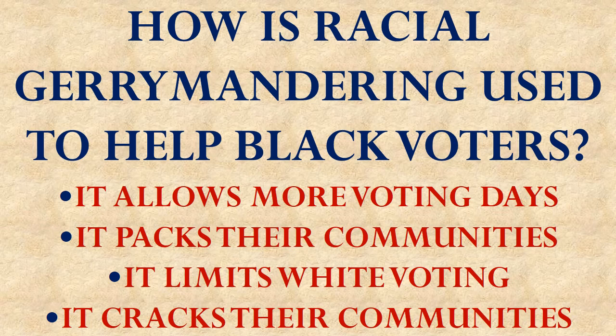How has racial gerrymandering been used to help black voters? Has it been used to allow more voting days? Has it been used to pack their communities? Has it been used to limit white voting? Or has it been used to crack their communities? Racial gerrymandering has been used to help black voters by packing their communities. The idea is by packing a bunch of black voters together, they then can elect representatives who they feel are like them.